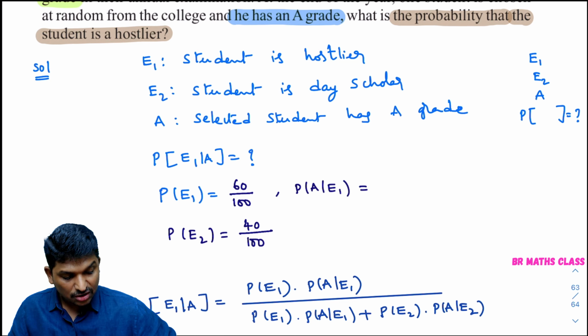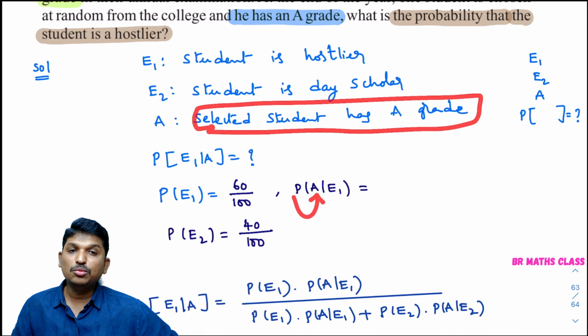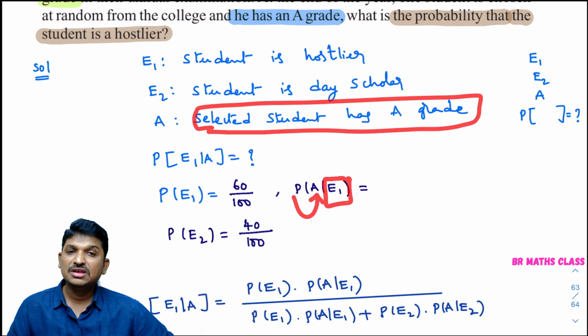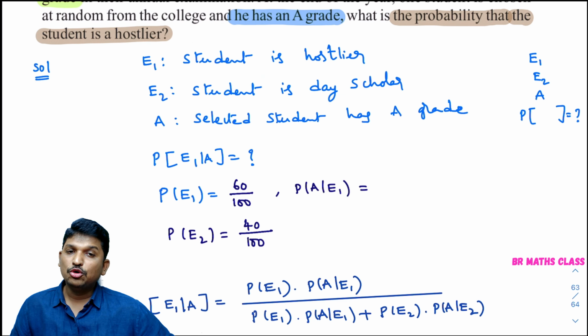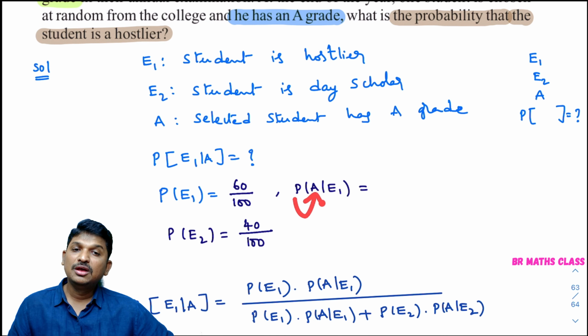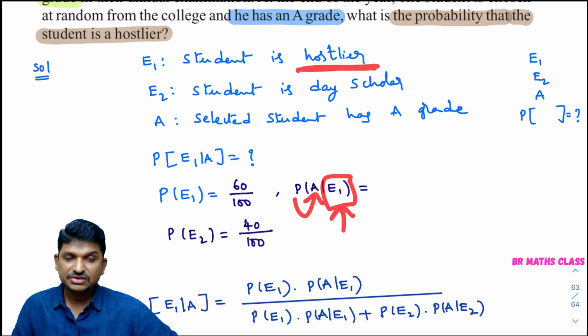What is probability of A by E1? Probability that the student has A grade. We know that E1 has already occurred. That means the student is from hostler, because E1 is hostler. I hope you are understanding. What does probability of A by E1 mean? Probability that the selected student has A grade, and we know that the student is from hostler.